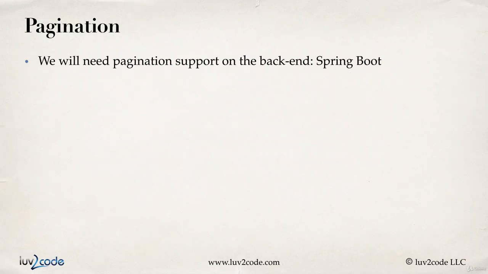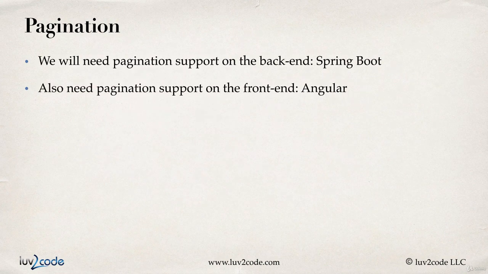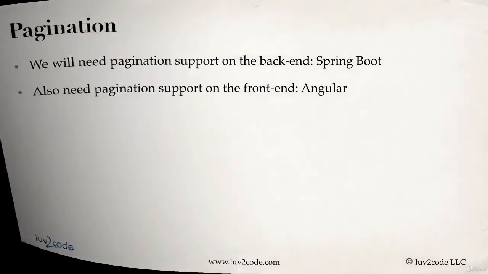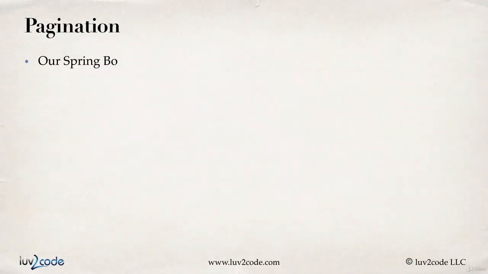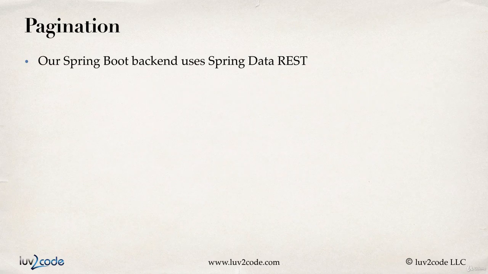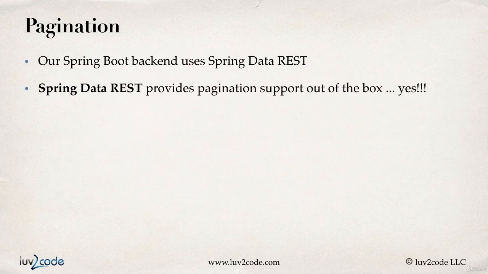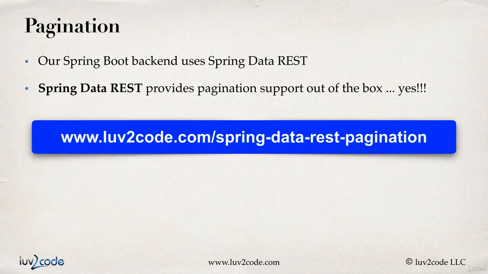We'll need to have pagination support on the back end using Spring Boot. Also, we'll need pagination support on the front end using Angular. Our Spring Boot backend makes use of Spring Data REST, and Spring Data REST provides pagination support out of the box. You can go to the link here on the slide. It'll redirect you to the official Spring Data REST documentation, and you can see all the information about pagination support in Spring Data REST.